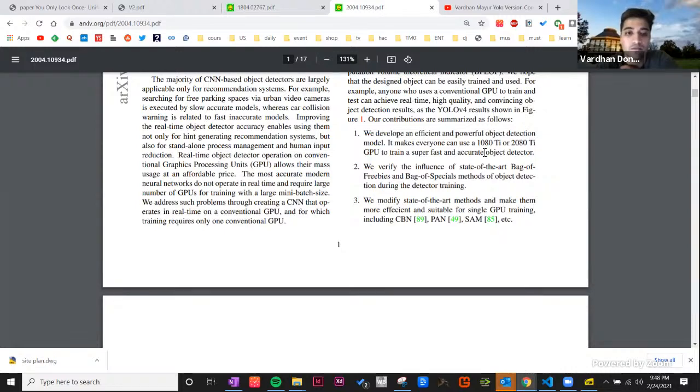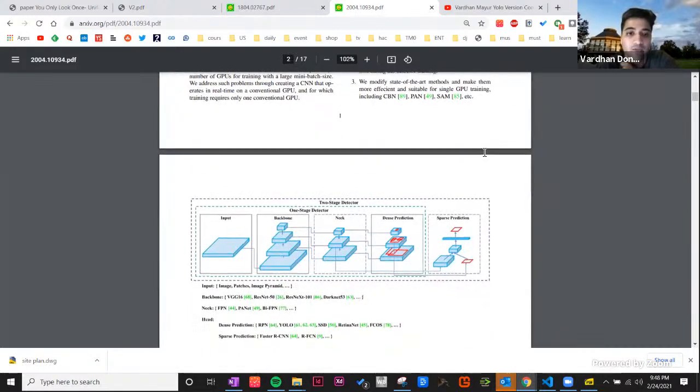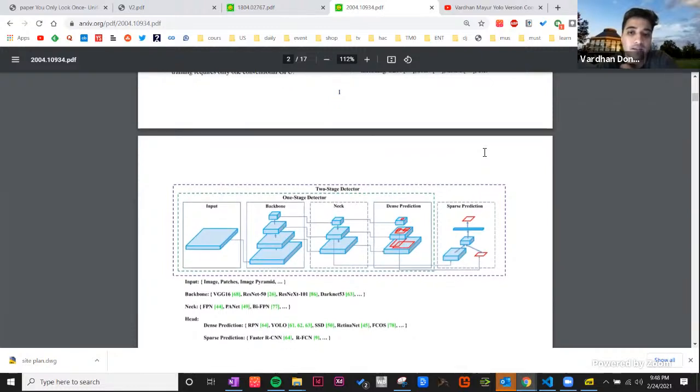There is this idea of FPN, which is very interesting, and the graphs that they generate and how they generate that graph is also a very interesting idea.